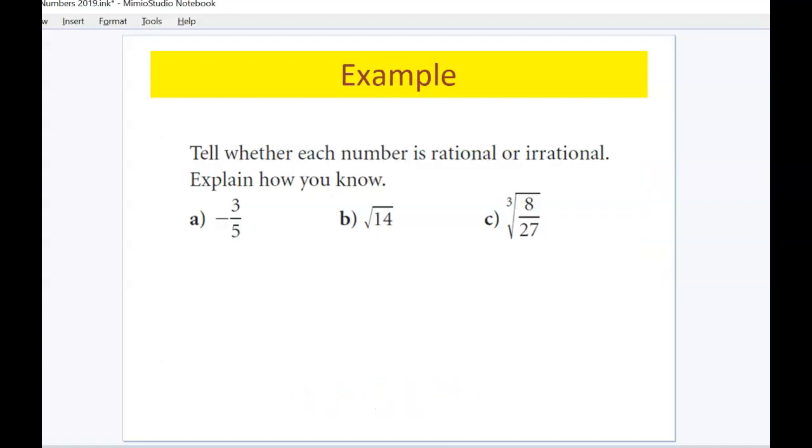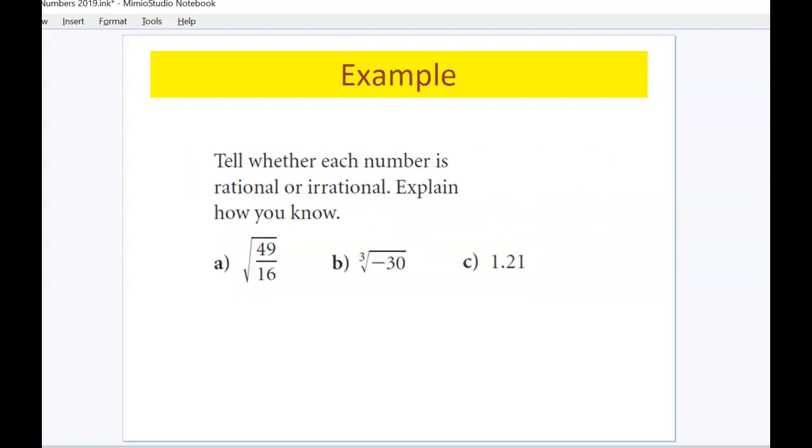Okay, again, taking a look at these, which is irrational and which are rational, this would be considered rational. This here, the cube root of 8 is 2, the cube root of 27 is 3, so it can be written as a ratio of 2 integers. So this would be rational, and B would be irrational because there's no perfect square of 14.